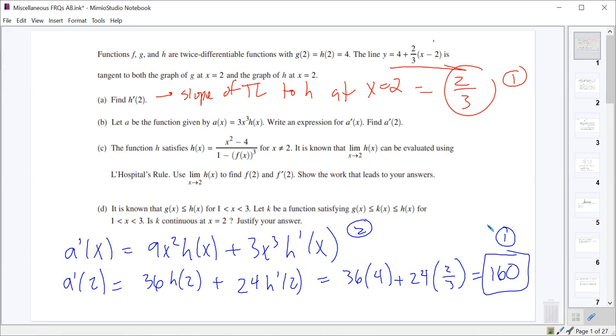Any questions on A or B? Everyone feels okay about that?